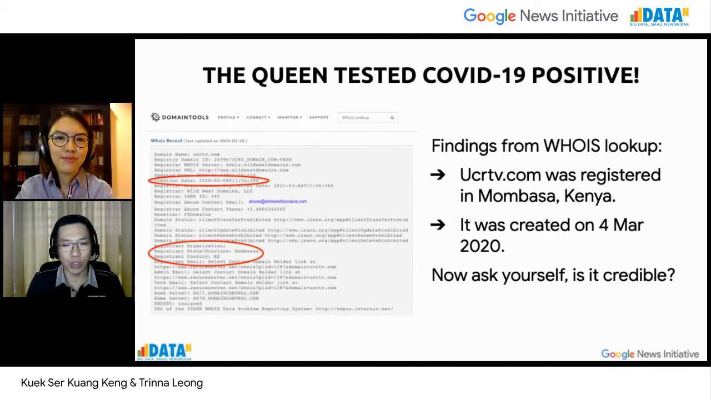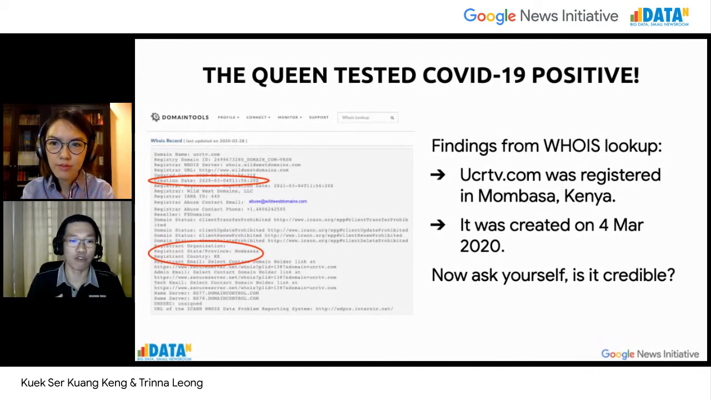The second thing is that it was created on the 4th of March 2020. So it has a very short history, right? Less than 1 month when the story was published. So now it is very easy to judge it yourself, right? Is it a credible website?